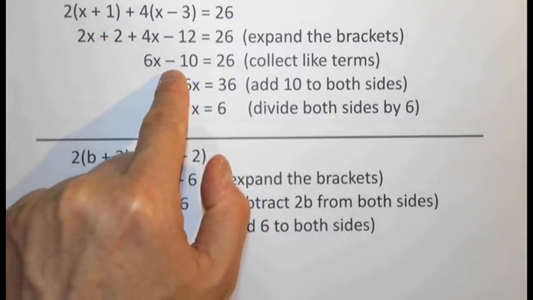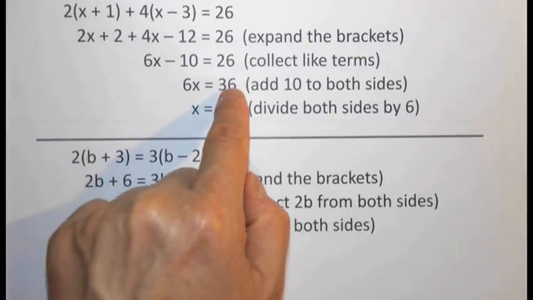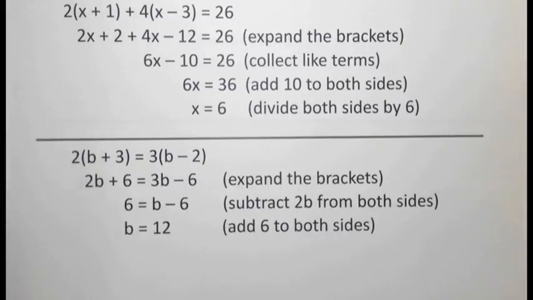Then we add 10 to both sides of the equation. We have 6x equals 36, and therefore x equals 6.